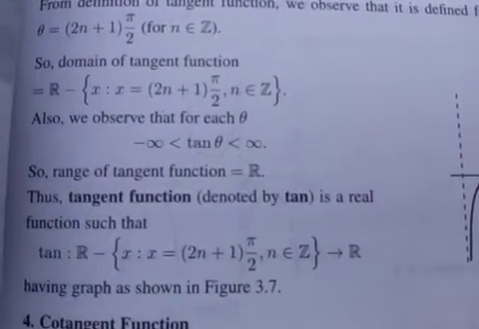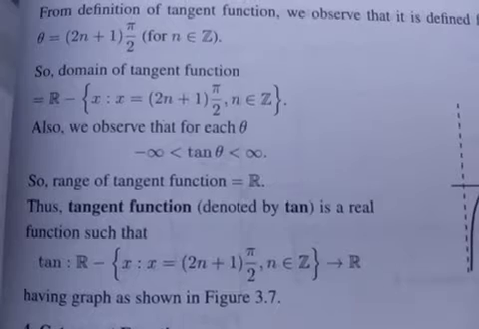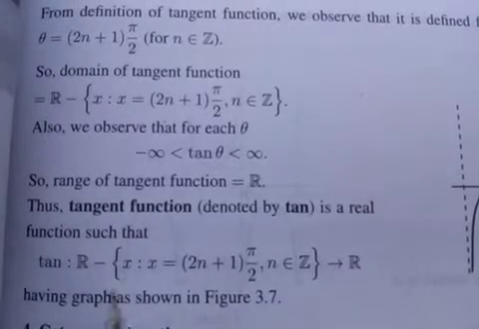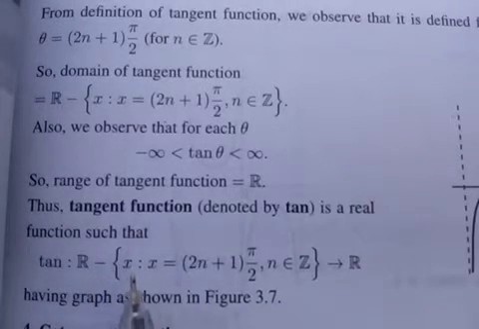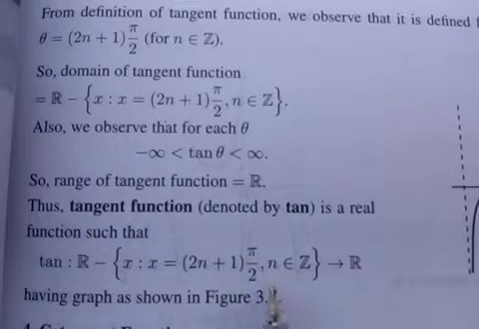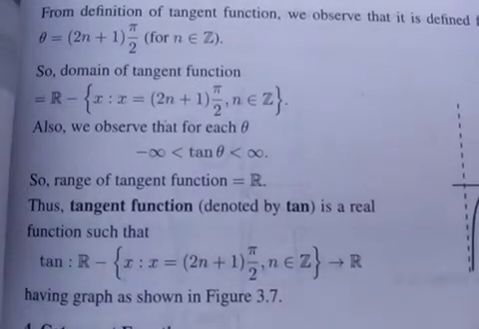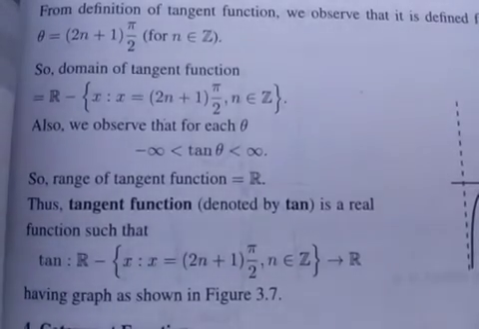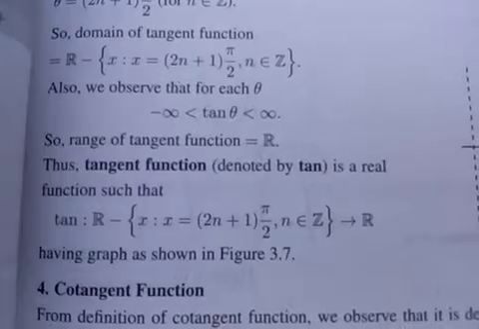Tangent function is a real function such that R minus {x : x = (2n+1)π/2, where n belongs to Z} tends to R. Now we will discuss the cot function.